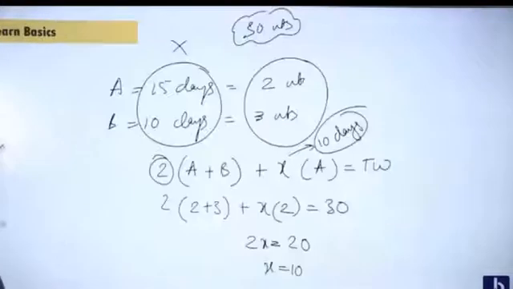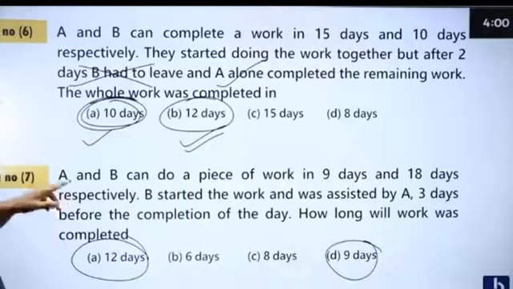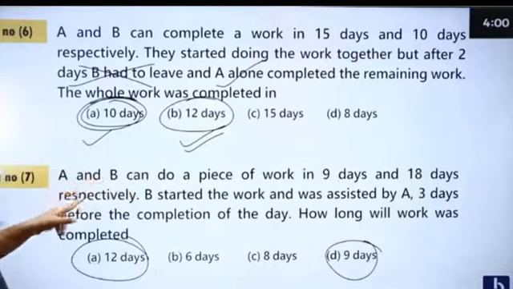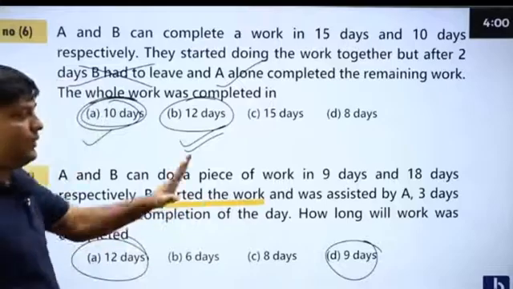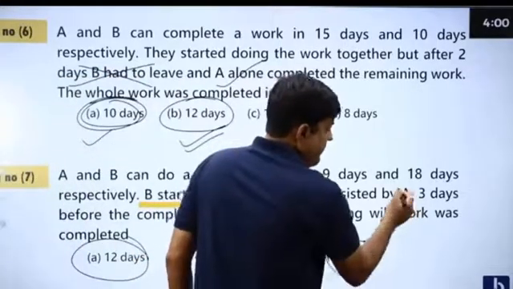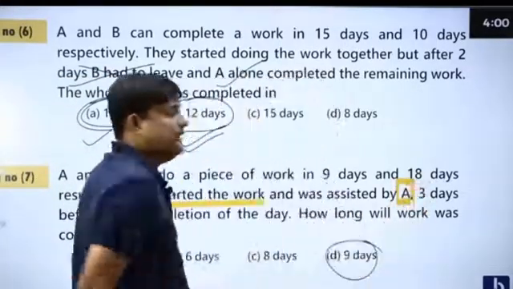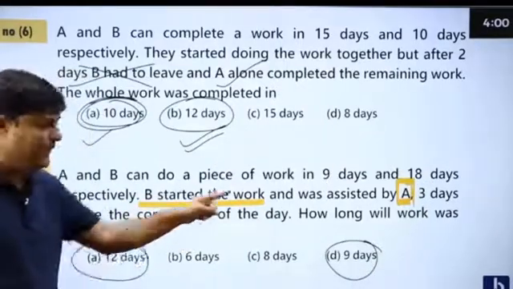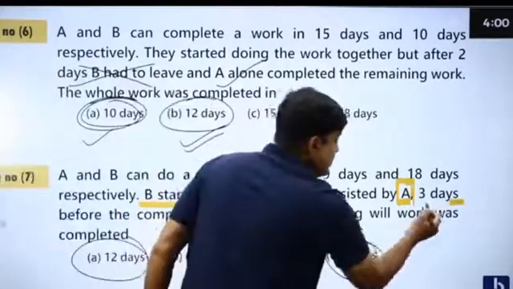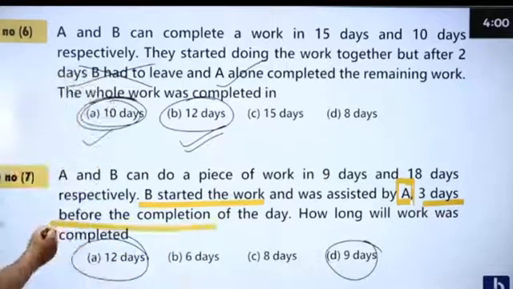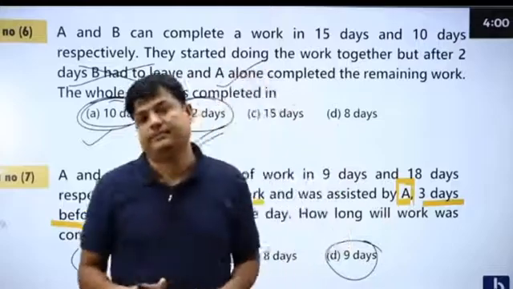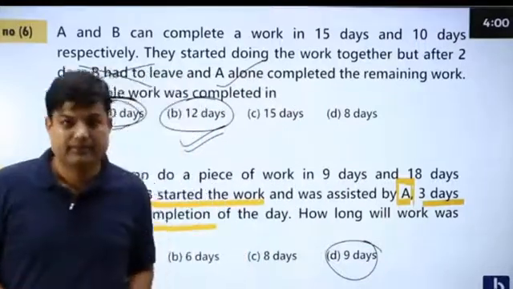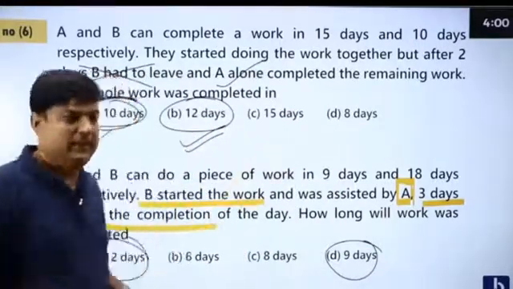Listen to this question, everybody. What did it say in the next question here? A, 9 days. B, 18 days. B started the work. Here we have understood that B started the work and was helped by A. When it was helped by B, started the factory and helped by A 3 days before the completion of the work. Not on the first 3 days he helped him, on the last 3 days of the closing of the company, the closing of the project, the closing of the work. Last 3 days he was available, like he was a tester.